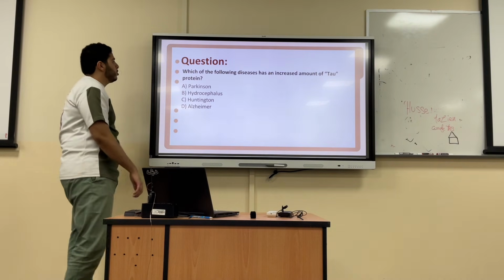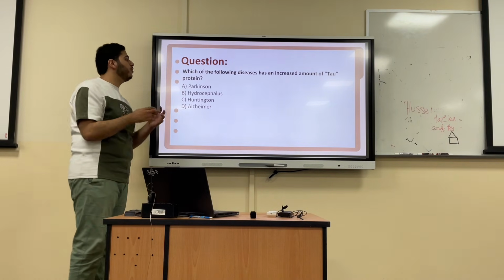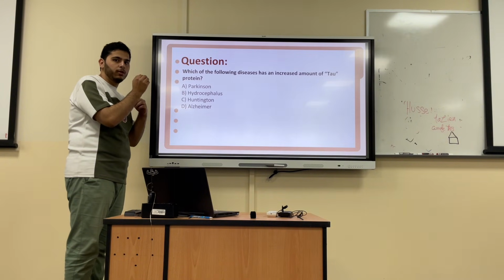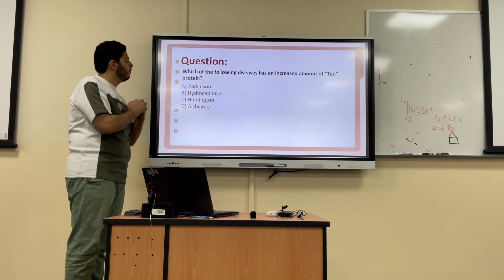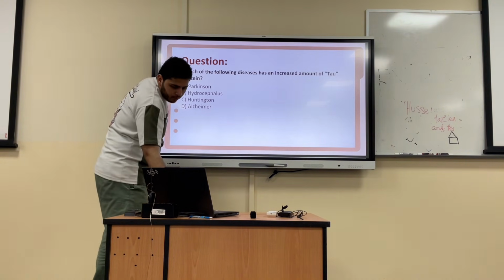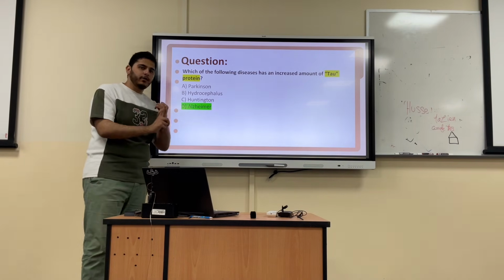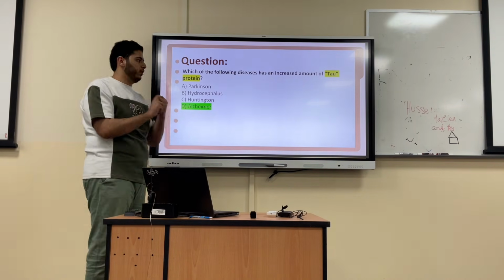I think it is the last question. Which of the following diseases has an increased amount of tau protein? Of course, it is Alzheimer's. As I said, beta amyloid peptide and tau proteins will accumulate in the brain tissue.